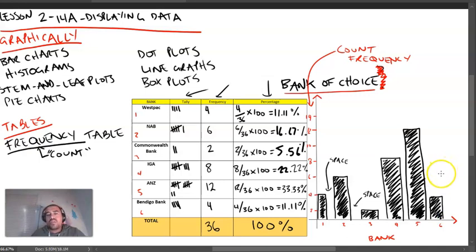Now, this is what we call a column graph. This is to do with categorical data. If you get numerical data, you're not meant to have spaces there. You're meant to put these columns all the way together. And on the bottom, you will have numbers.